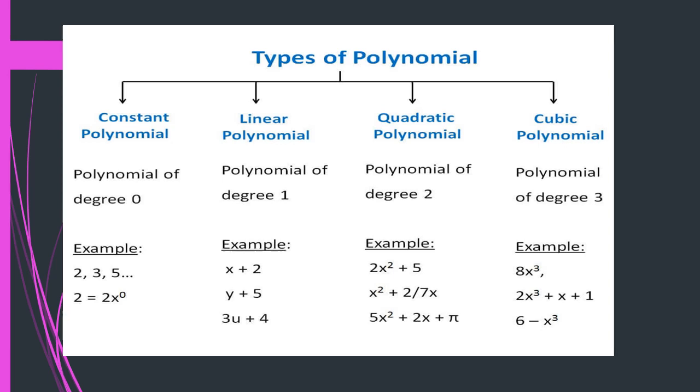Next, quadratic polynomial has degree 2. Example 2x square plus 5, x square plus 2 by 7x, 5x square plus 2x plus 5. And the last one is cubic polynomial, which has degree 3. Example 8x cube, 2x cube plus x plus 1, then 6 minus x cube. These are the examples of polynomials based on degrees.